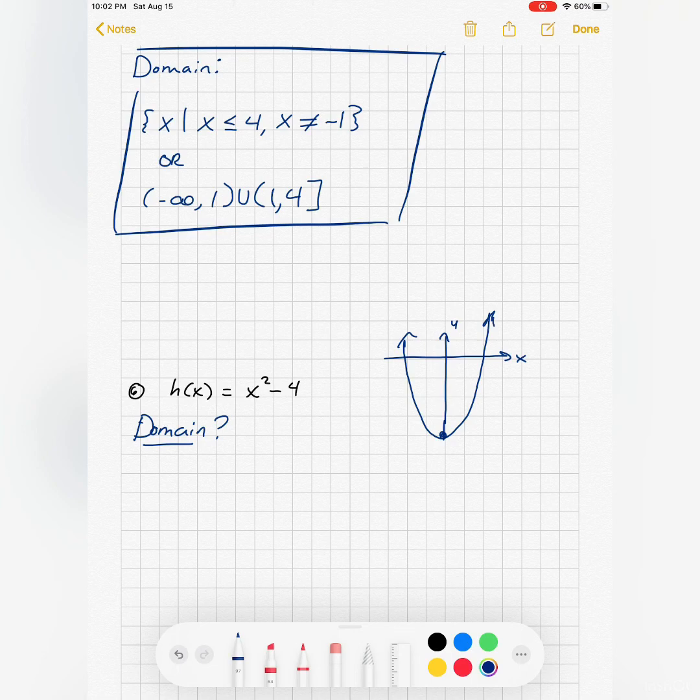I mean, what's the domain of that? Doesn't that extend all the way across the plane? So isn't the domain of this all real numbers?